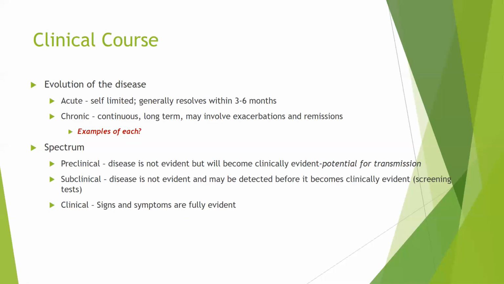We may also take a look at the spectrum of diseases. We can see this with the stages of HIV and AIDS, and also with certain types of cancer. There are 3 levels under the spectrum. First, you have your preclinical, subclinical, and then clinical. In preclinical, the disease isn't evident, but that patient still has the potential for transmitting that disease process. In subclinical, the disease still is not evident, but it may be detected before it becomes clinically evident with those signs and symptoms. Here you may use screening tests to evaluate. Clinical, here you have those signs and symptoms that are fully present.